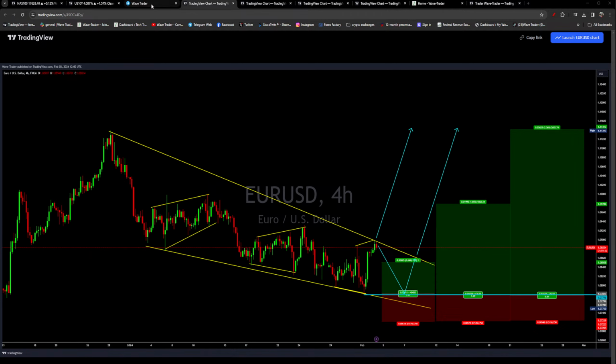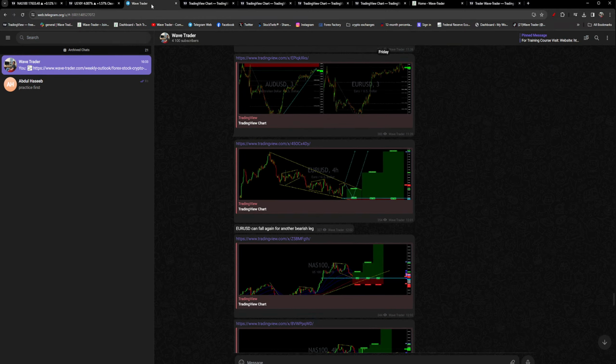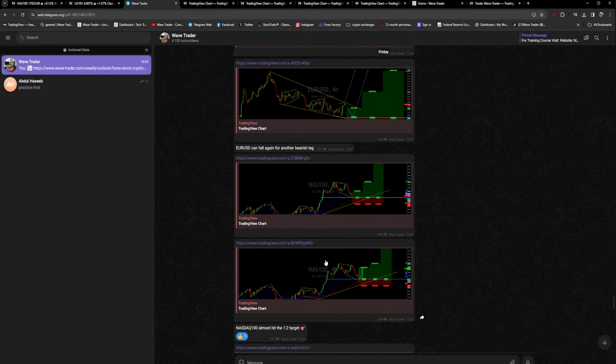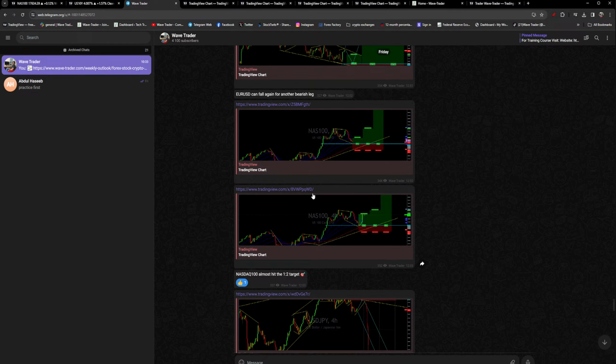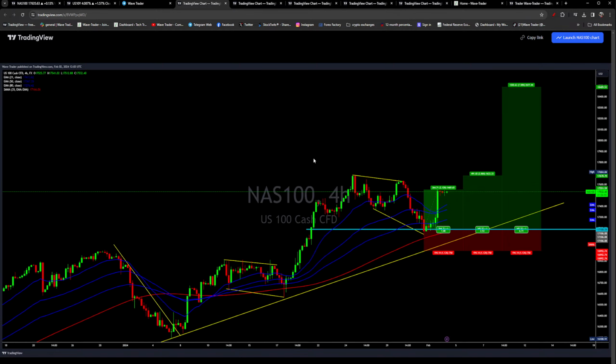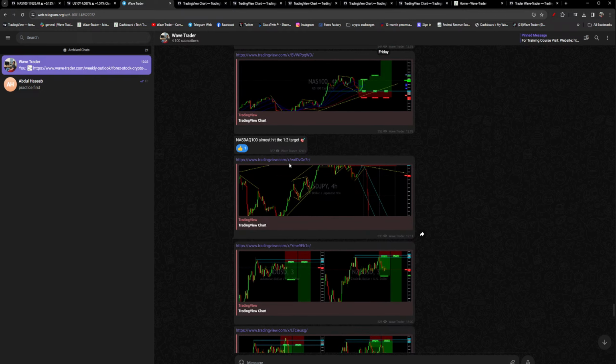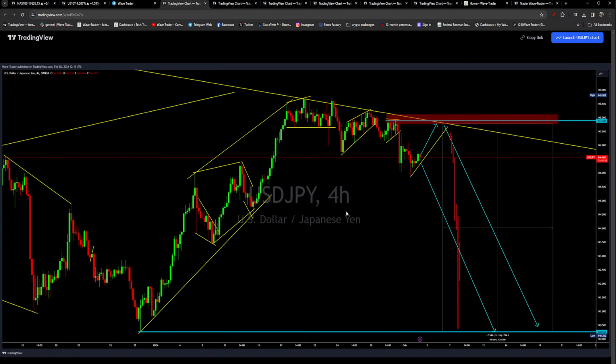For the next move. All right, so we are having another leg lower which we're talking about, and that was caused by the NFP data, all right? So Nasdaq chart updated, and Nasdaq almost hit the target, the 1 to 2 target, and there we got a possibility for one more leg. We were expecting dollar yen to drop, okay, in the previous weekly market outlook, if you remember that. We got a start, right?